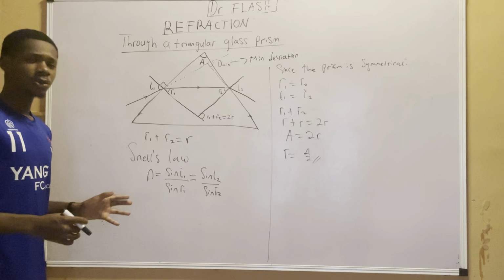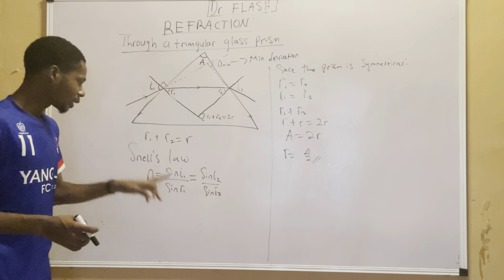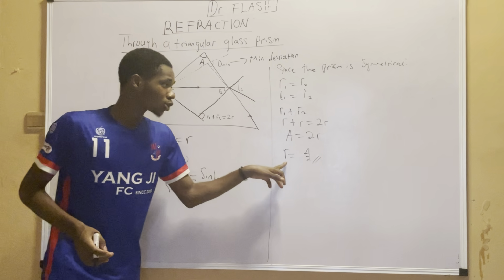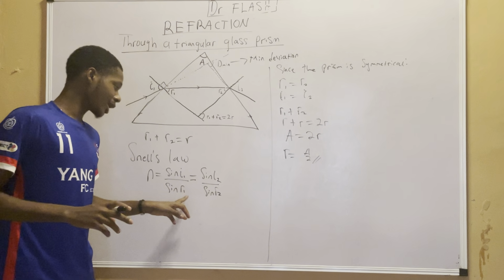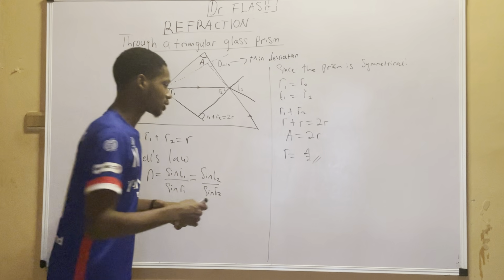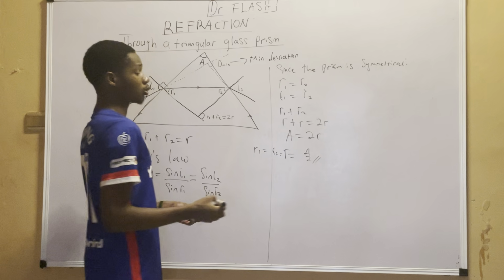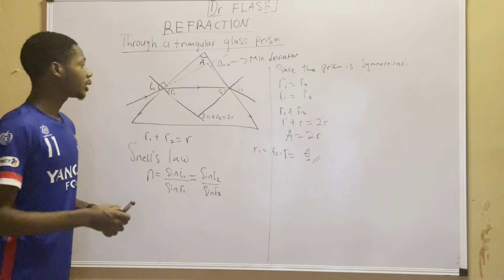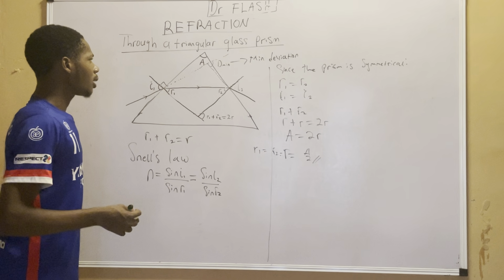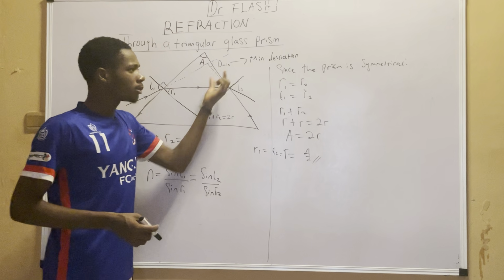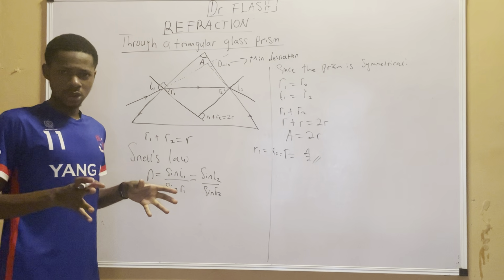Now, it doesn't stop there. We also want to continue and see what we're going to get. You can see that R1 is equal to R, do not forget, or we can say R2 is equal to R. So they are basically the same thing. I could as well say R1 equals R2 equals R equals A over 2. Okay, that's quite important.